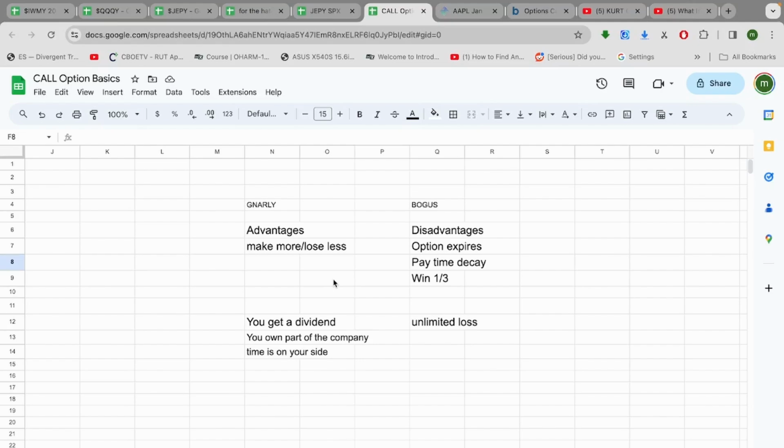If the stock pays a dividend, it has nothing to do with you. You don't get it. Another good thing about buying stock is time's on your side. The stock doesn't expire, whereas the option expires. So that would go on the bogus side: you have to pay time decay, and the option expires.